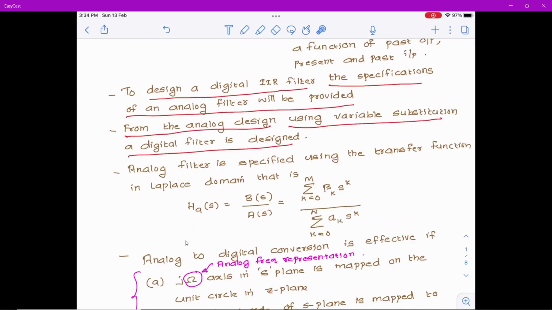So the analog filter is actually specified using the transfer function in the Laplace domain, that is HA of S, where A represents analog. It is the ratio of B of S by A of S, in which B of S will be a weighted sum of powers of S divided by a weighted sum of powers of S in the denominator. This is the transfer function of an analog filter, and you are going to convert it to a digital filter by doing some substitution for S.